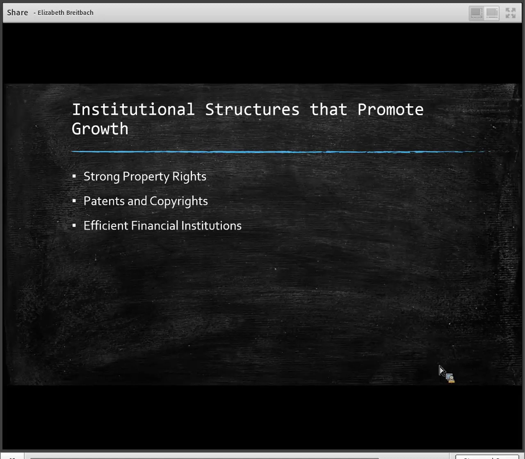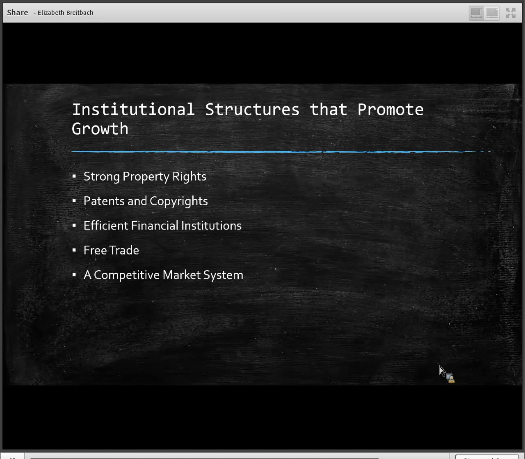Efficient financial institutions. Matching savers and borrowers is an incredibly important tool that's going to allow economic growth. So if I have this great idea, but I don't have any money and I can't find anybody else who has money that's willing to give me any, well, that idea is not going to go anywhere. And so if we have very efficient financial institutions in place, it can allow entrepreneurs to find people who will fund those ideas and allow for further expansion of our economy.